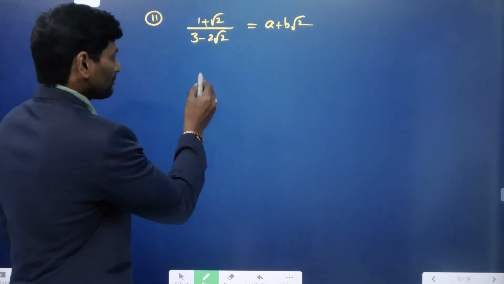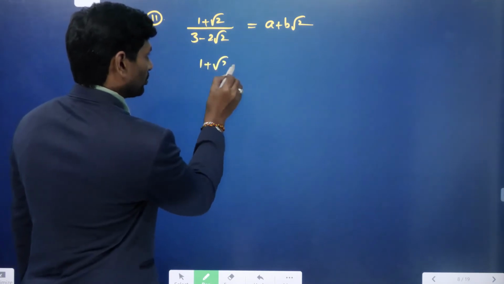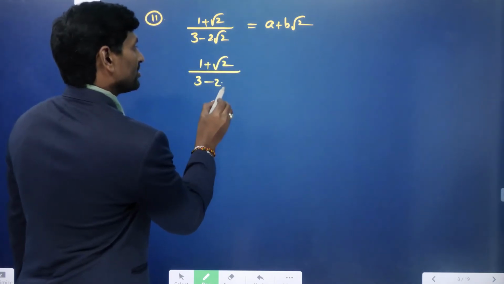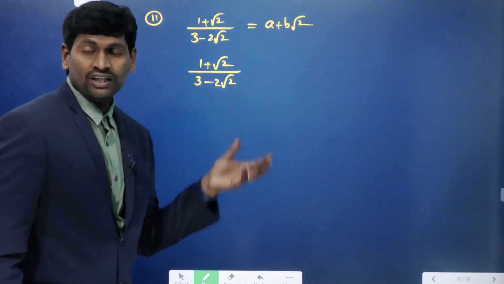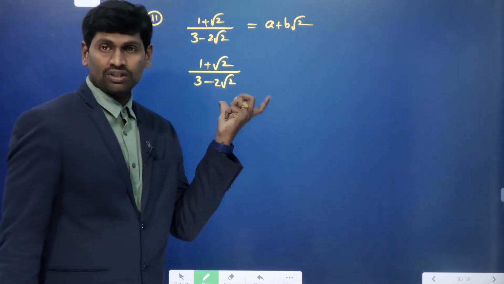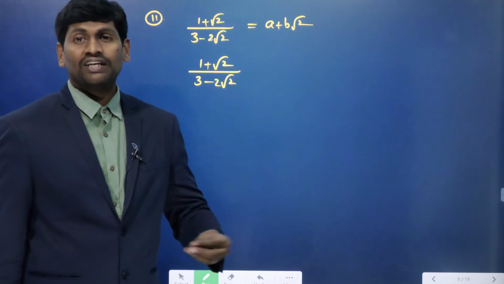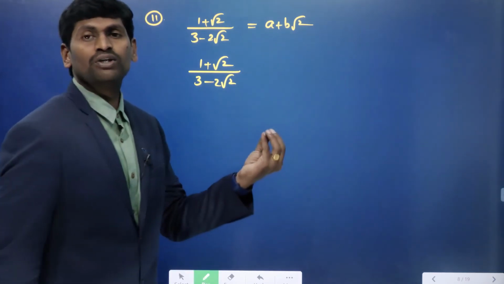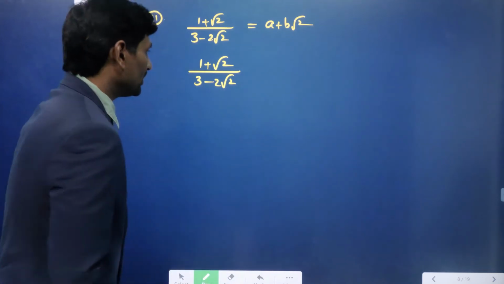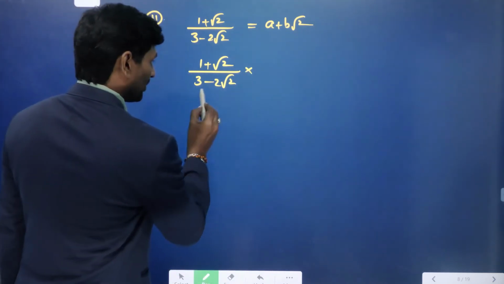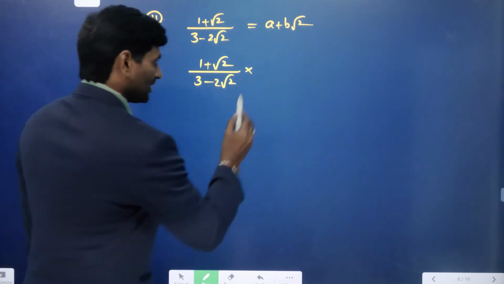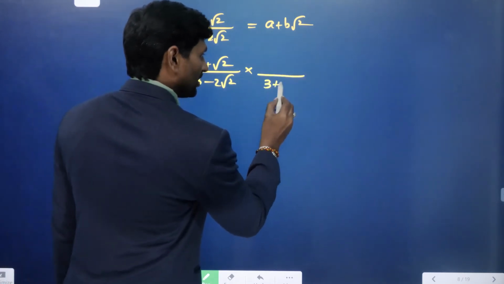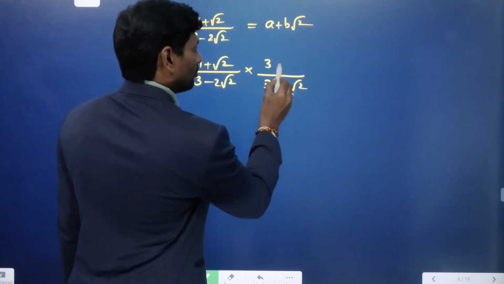I am taking the LHS part, that is (1 plus root 2) by (3 minus 2 root 2). Observe the denominator, it is an irrational number, right? So we have to rationalize it by using the rationalizing factor. What is the rationalizing factor here? For the denominator 3 minus 2 root 2, the rationalizing factor is 3 plus 2 root 2. Both you should multiply.